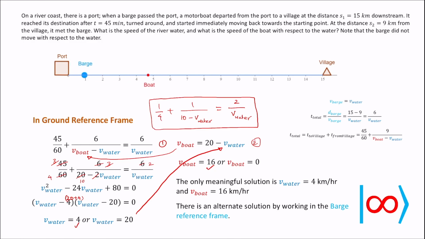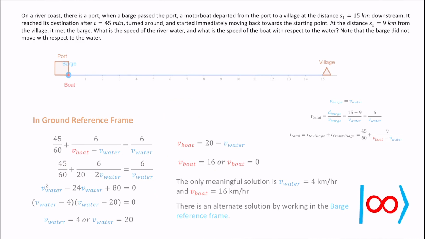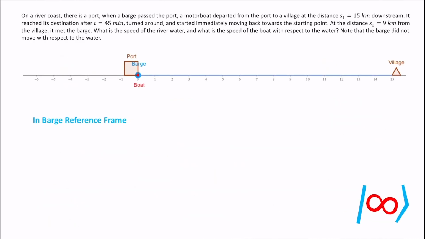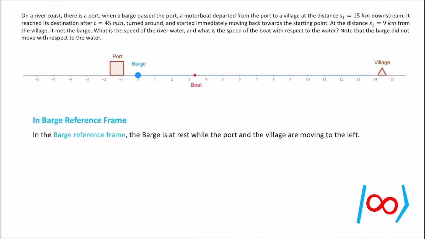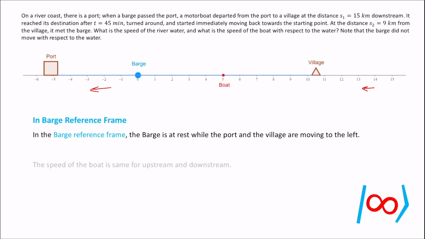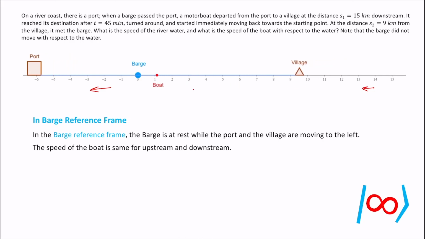There is an alternate solution by working in the barge reference frame. In the barge reference frame, the barge is at rest while the port and the village are moving to the left. The speed of the boat is not altered in this reference frame; it remains the same for the downstream and the upstream journey.